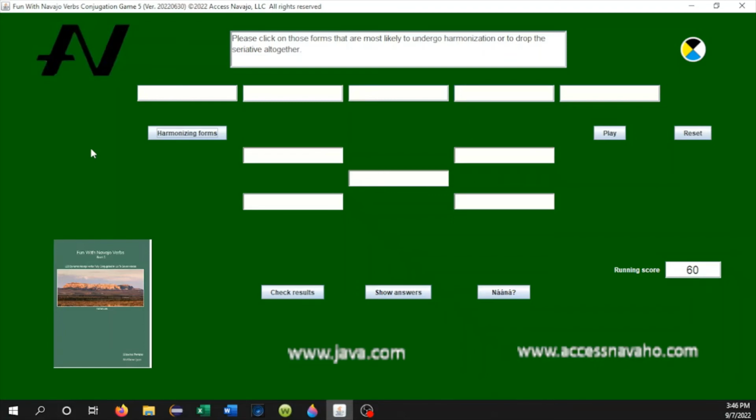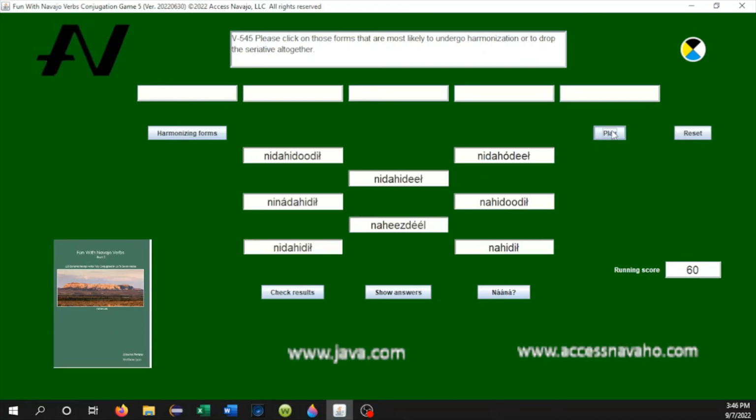Now to learn about harmonization, you're probably going to want to read either the chapter in The Navajo Verb by Leonard Faltz, or you can read the chapter in book 5 of Fun with Navajo Verbs, which describes exactly how these processes take place. Anyway, let's go ahead and play. So here we have 8 forms. There will be 3 to 5 forms that will not be harmonized, but could harmonize. So let's see what we've got here.